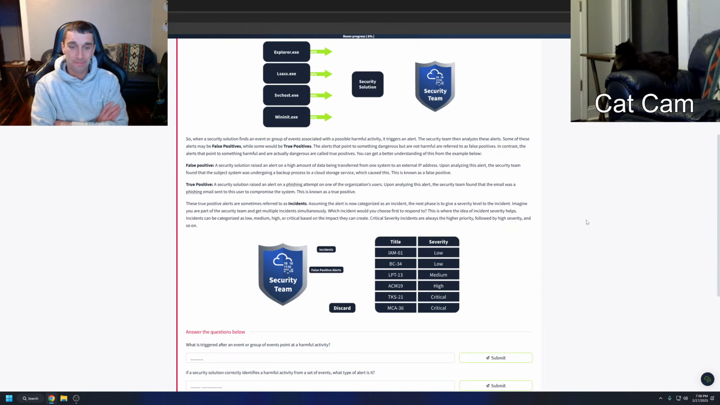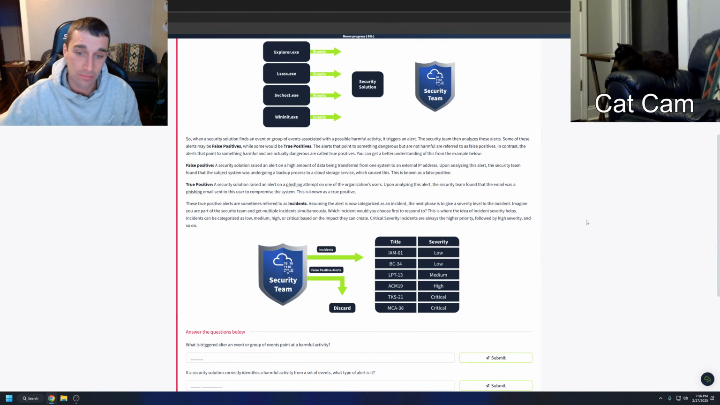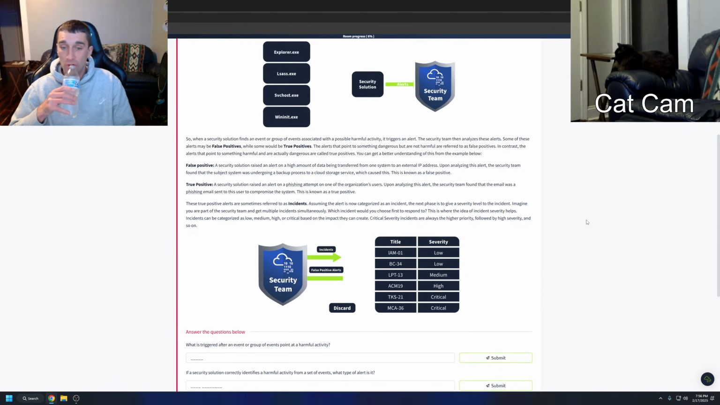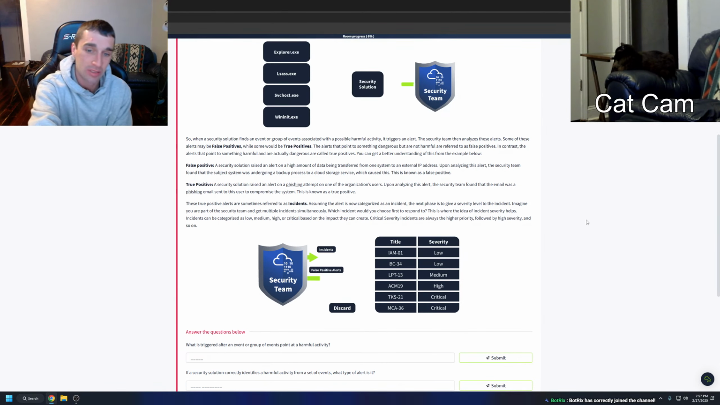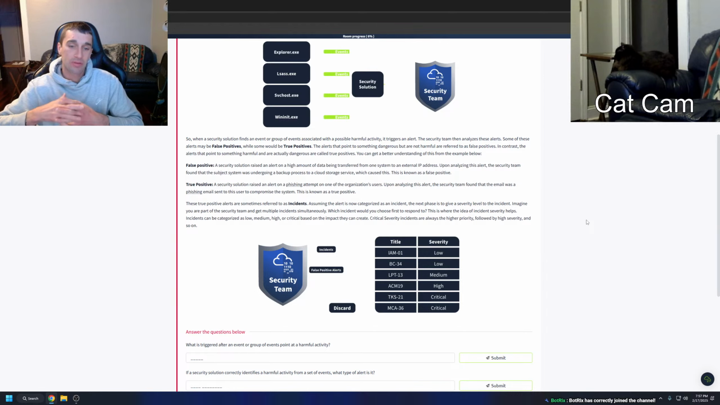The alerts that point to something dangerous but are not harmful are referred to as false positives. In contrast, the alerts that point to something harmful and are actually dangerous are called true positives. You can get a better understanding of this from the example below. False positive: a security solution raised an alert on a high amount of data being transferred from one system to an external IP address. Upon analyzing this alert, the security team found that the subject system was undergoing a backup process to a cloud storage service, which caused this. This is known as a false positive.